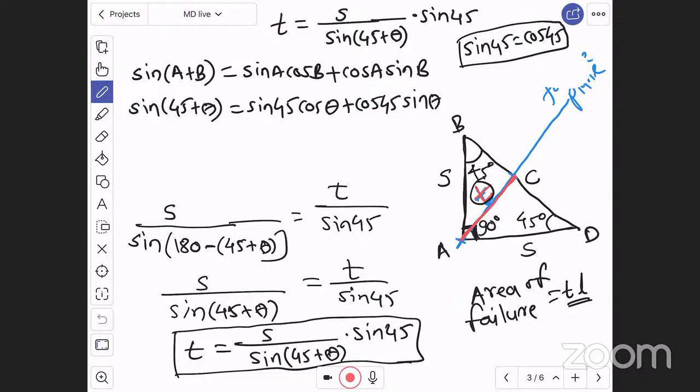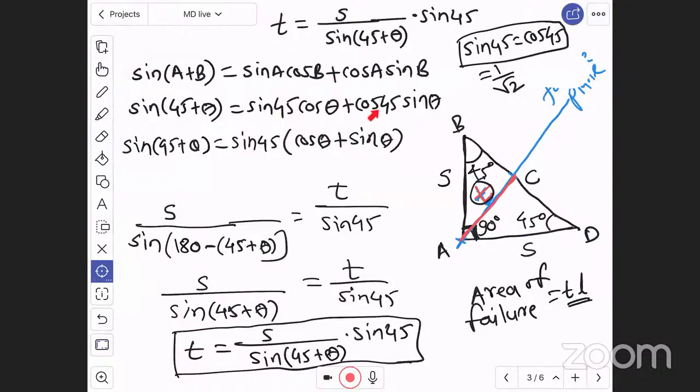We must know that sin 45 is always equal to cos 45, which is nothing but 1 by root 2. The value is 1 by root 2, right? Therefore here we can say sin (45 plus theta) is equal to sin 45 cos theta plus sin theta, because here sin 45 and cos 45 are the same. Therefore I can take sin 45 common.